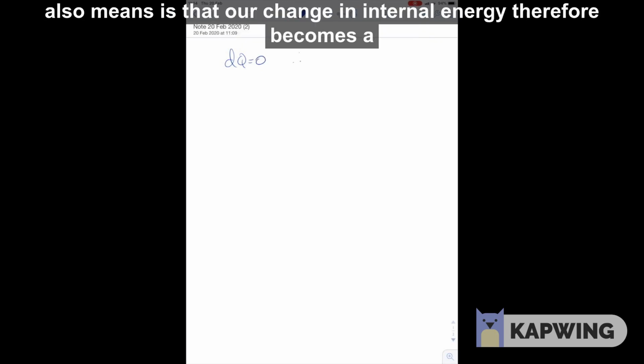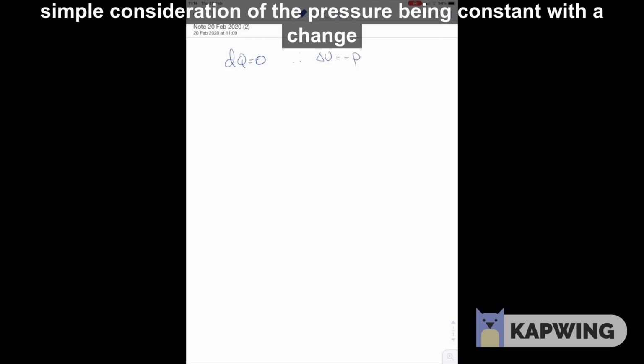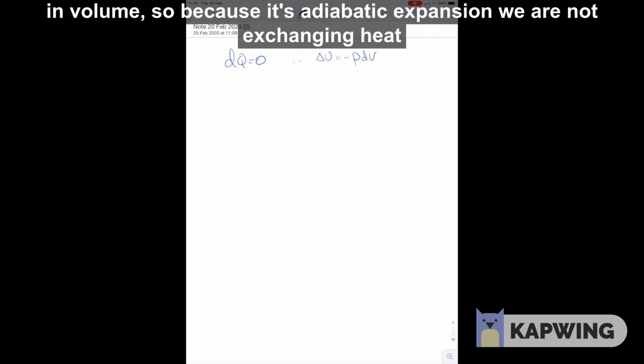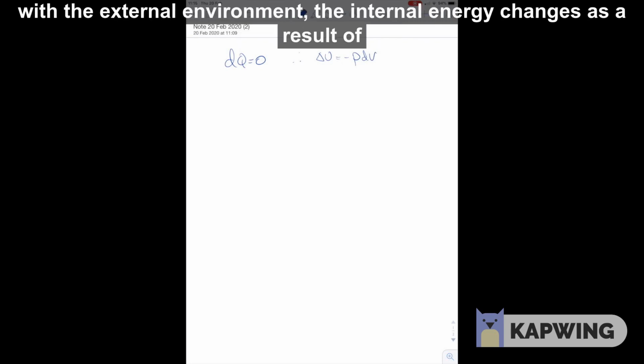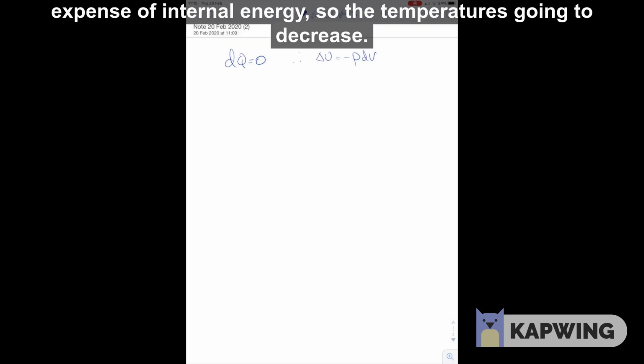What this also means is that our change in internal energy therefore becomes a simple consideration of the pressure being constant with a change in volume. Because it's adiabatic expansion, we're not exchanging heat with the external environment. The internal energy changes as a result of us allowing the volume of our cylinder to change. So work is effectively being done at the expense of internal energy, so the temperature is going to decrease.